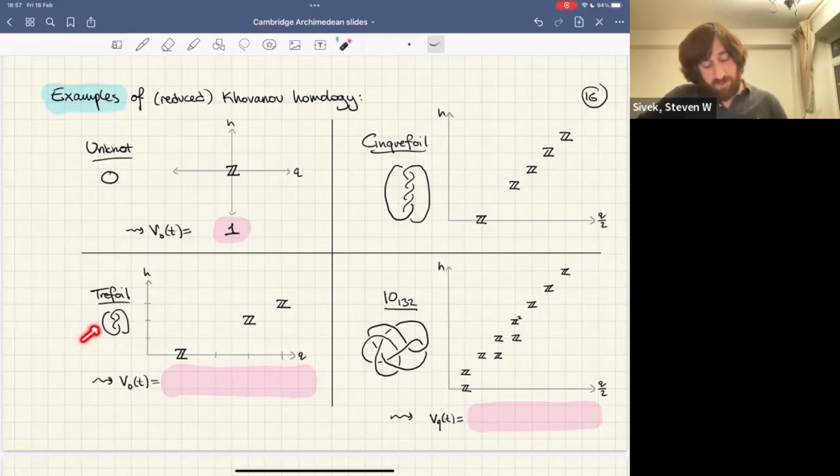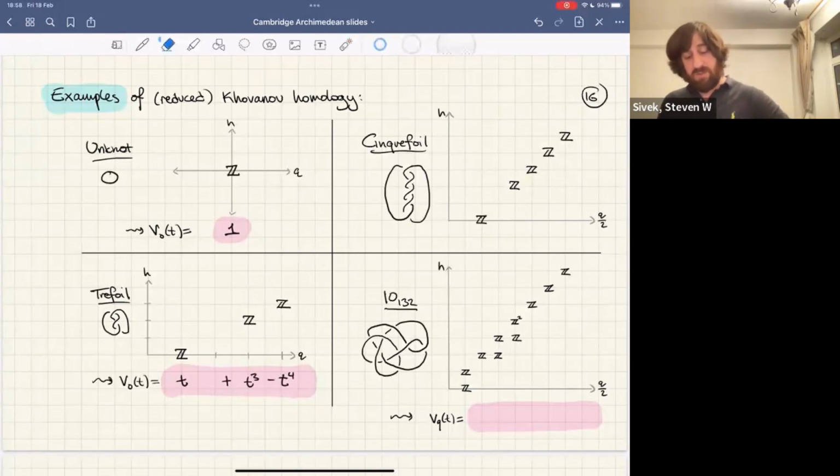Next up is the right-handed trefoil. It's got rank 3. There's something where the Q grading is 2 and the H grading is 0, or the Q grading is 4 and the H grading is 2, or 6, 3. And you can read off, again, the Jones polynomial from that. It's T plus T cubed minus T to the 4th. In each of these, the exponent is half the Q grading, and the sign is plus or minus 1, depending on whether the H grading is even or odd. And so again, you just read it off of this invariant.